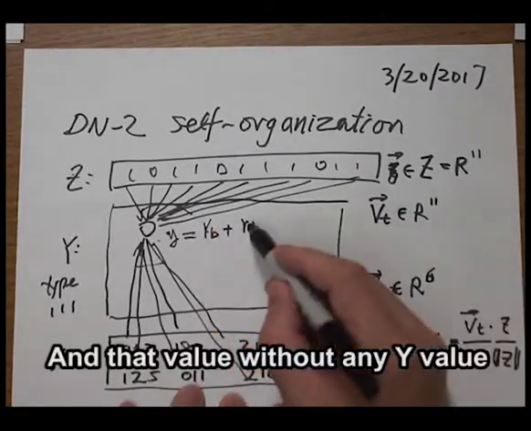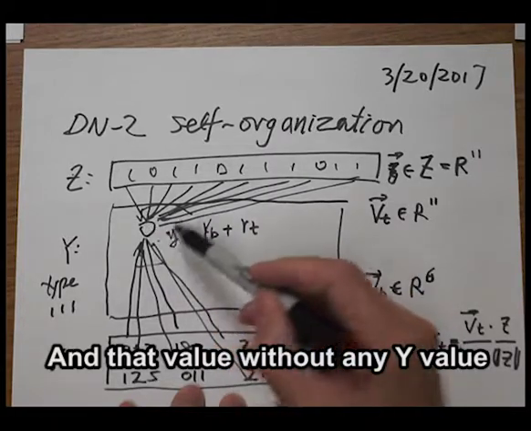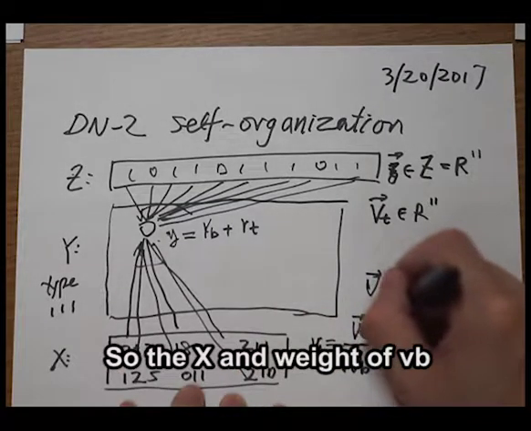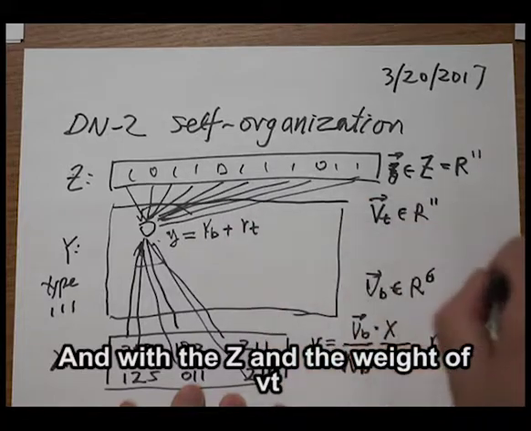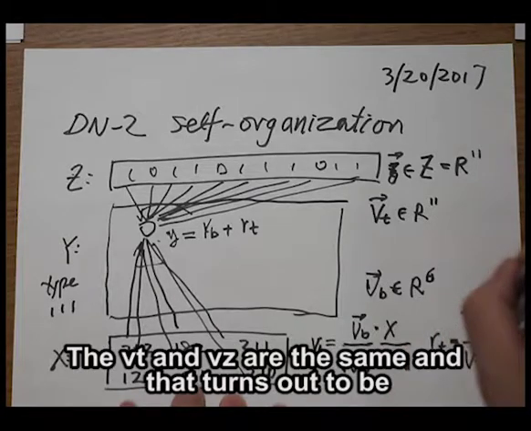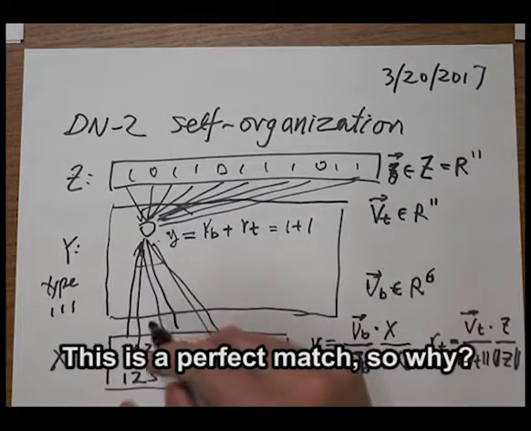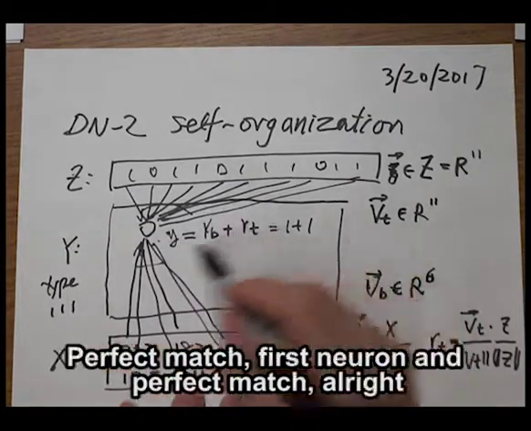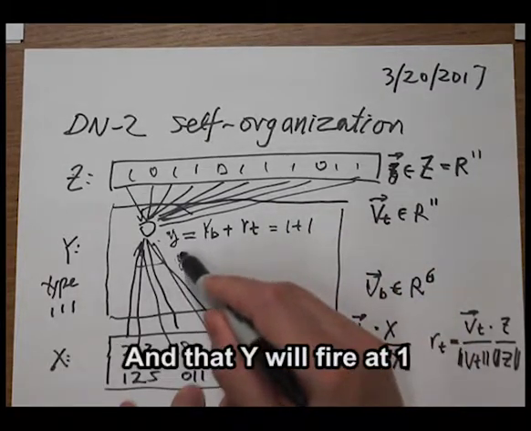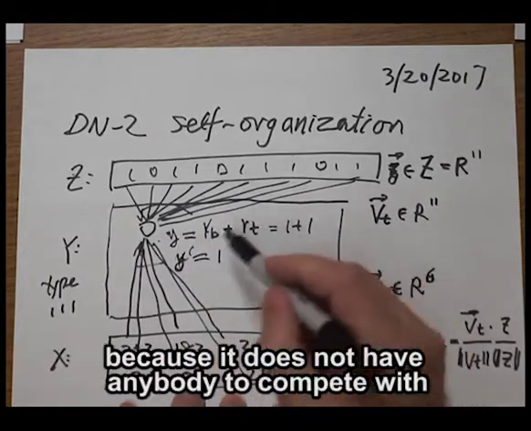And that value, without any y value, the first one basically takes this input as its weight. So take the x as the weight of VB, and the z as the weight of VT. Then VB and Vx are the same, VT and Vz are the same, and that turns out to be 1 plus 1. This is a perfect match. So y becomes a perfect match, the first neuron is perfectly matched, all right? And that y will fire at 1.